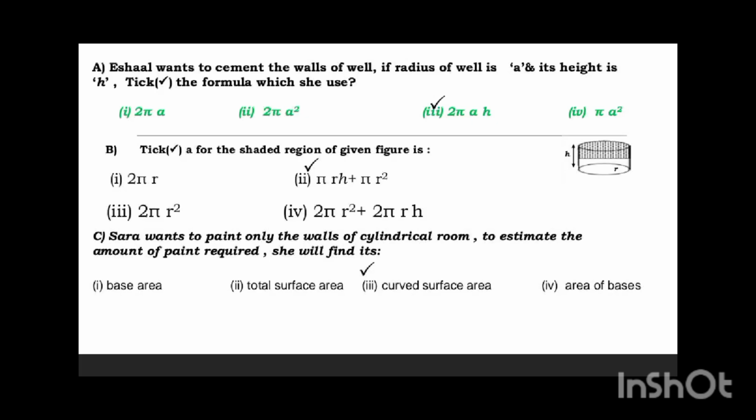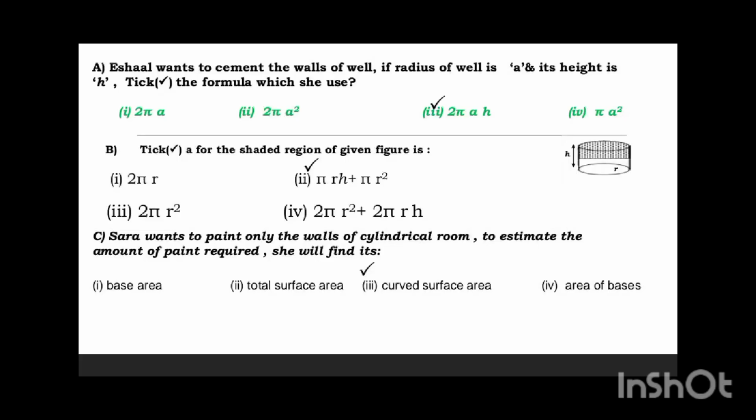Ishal wants to cement the walls of a well. If the radius of the well is a and its height is h, tick the formula she will use: 2 pi a square, 2 pi a h, or pi a square. Okay, so it is 2 pi a h, because she wants to cement the wall of the well.